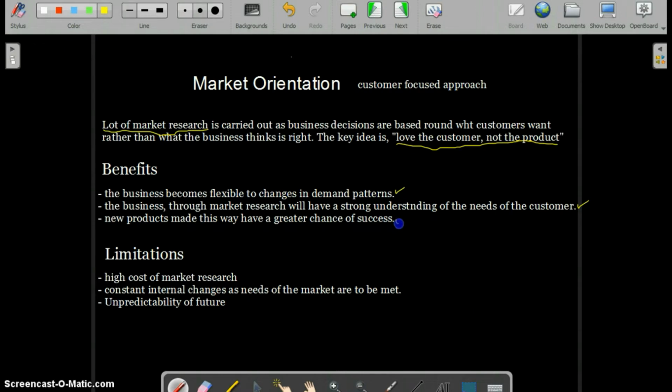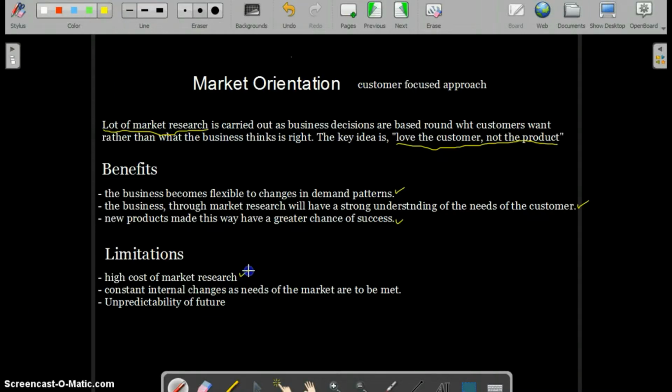Then there are, however, limitations as well. The high cost of market research is one of the biggest limitations, because not all businesses might be able to carry out lots of market research. There are also some limitations of market research itself, which we'll be discussing in later videos. There's primary market research, there's secondary market research, and each has its own limitations.